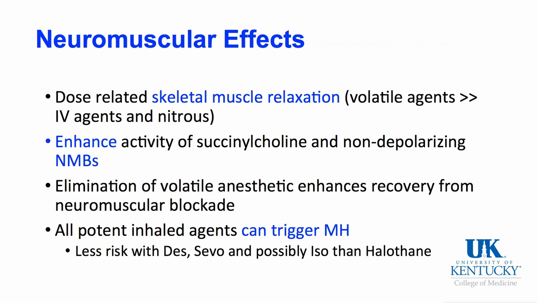So if you were using rocuronium with desflurane, sevo, or iso, and you wanted to keep a patient at 2 twitches, for example, it would take less rocuronium to do that than if your anesthetic was, let's say, propofol, remifentanil, or propofol nitrous, or remifentanil nitrous, or something like that.